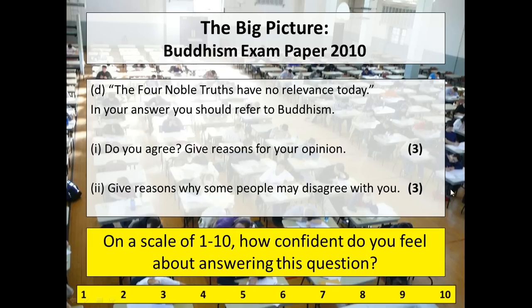Here's another exam question from 2010. The Four Noble Truths have no relevance today. Do you agree? Give reasons for your opinion. Give reasons why someone might disagree with you. Again, ask yourself, how confident would you feel about being able to answer fully and get 6 out of 6 for this question? Hopefully by the end of this video, you'll be able to be confident about both of these exam questions.